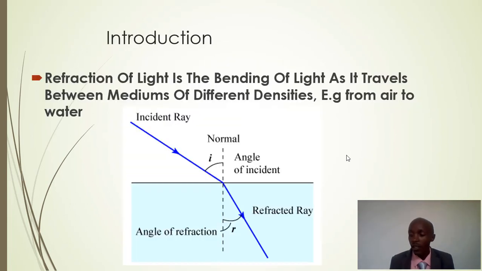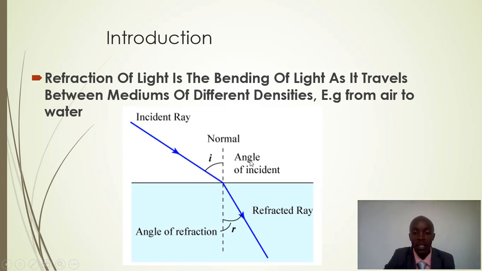Now, as we said, the definition of refraction is the bending of light as it travels between mediums of different densities, e.g. from air to water. In the diagram below, we can see that there is an incident ray in one medium, and it travels and hits the boundary between the two mediums at an angle I. This angle I between the normal, which is usually perpendicular to the surface, and the ray itself is known as the angle of incidence.